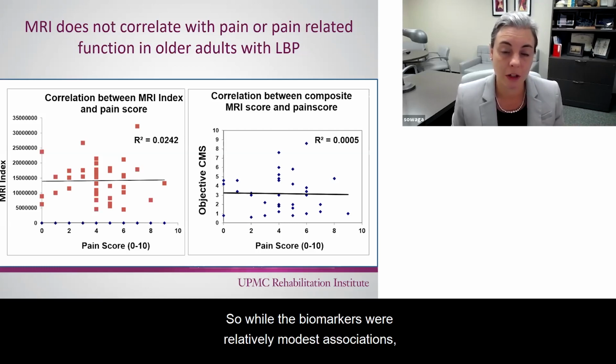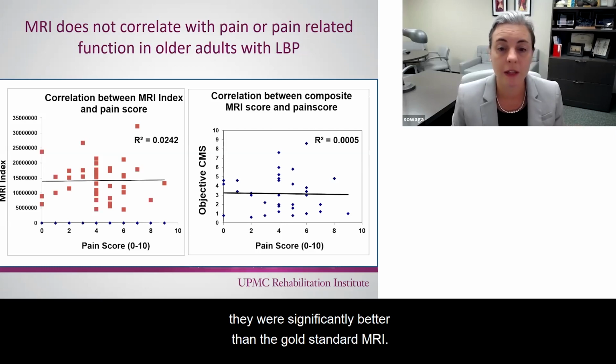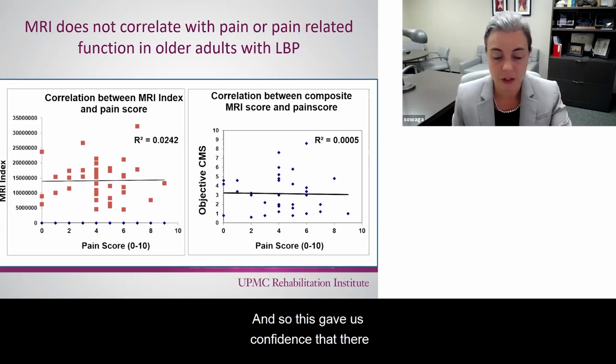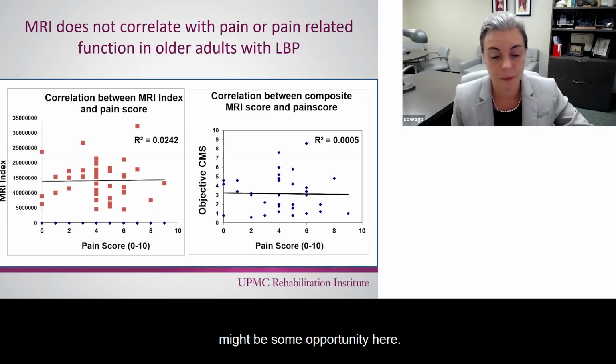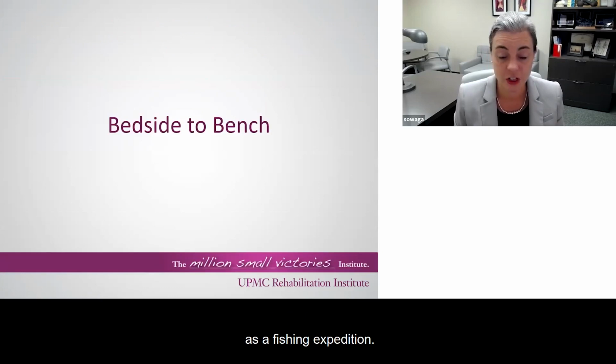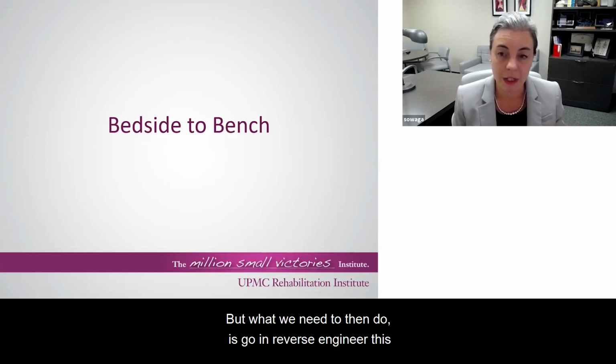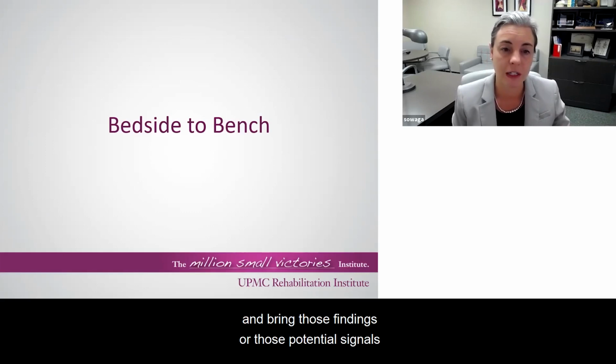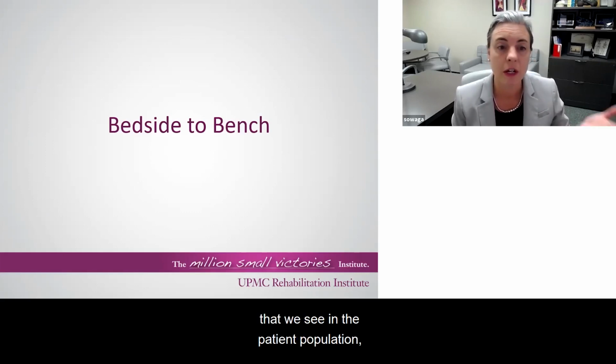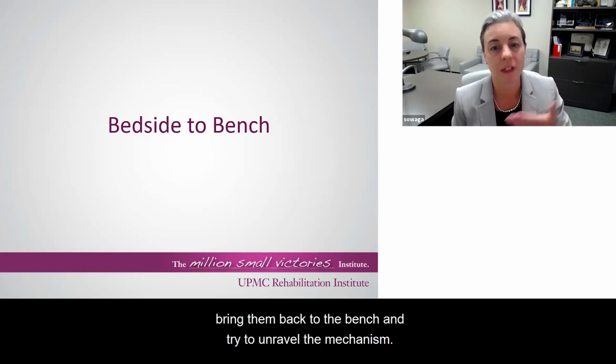So while the biomarkers were relatively modest associations, they were significantly better than the gold standard MRI. And so this gave us confidence that there might be some opportunity here. Certainly, this could be perceived as a fishing expedition. If you look at enough biomarkers, you're bound to find something that shows some association. But what we need to then do is go and reverse engineer this, and bring those findings, or those potential signals that we see in the patient population, back to the bench and try to unravel the mechanism.